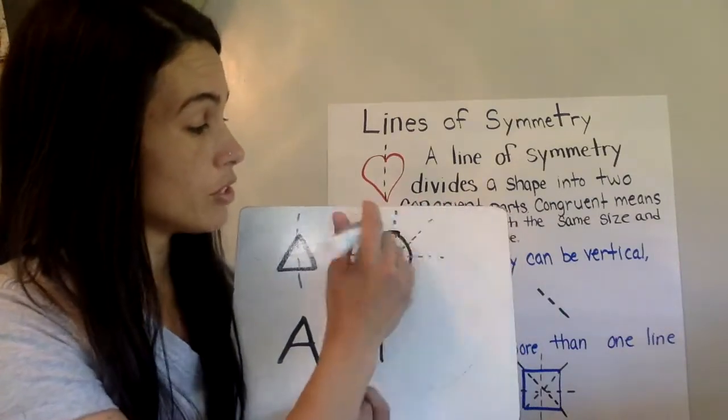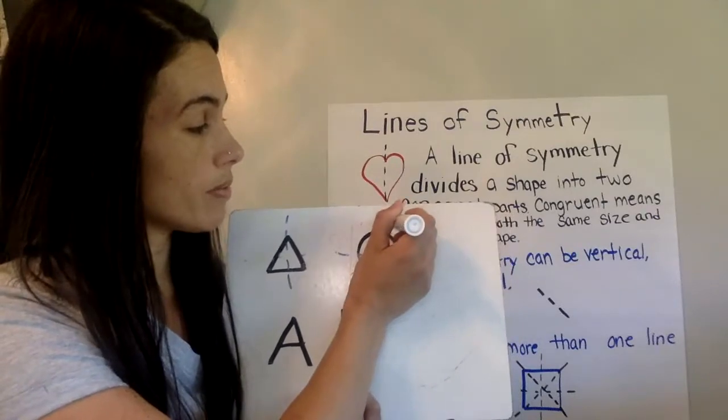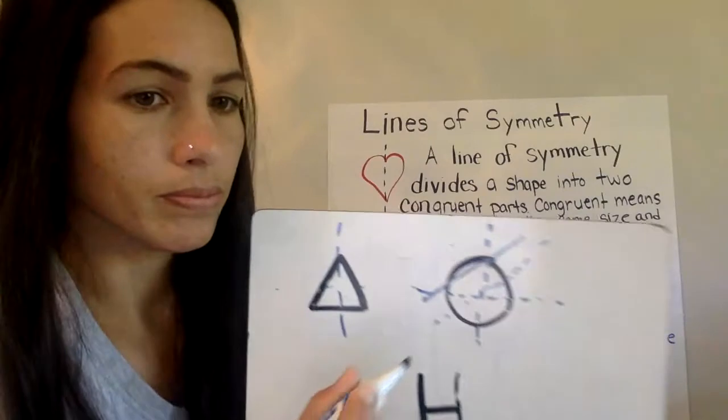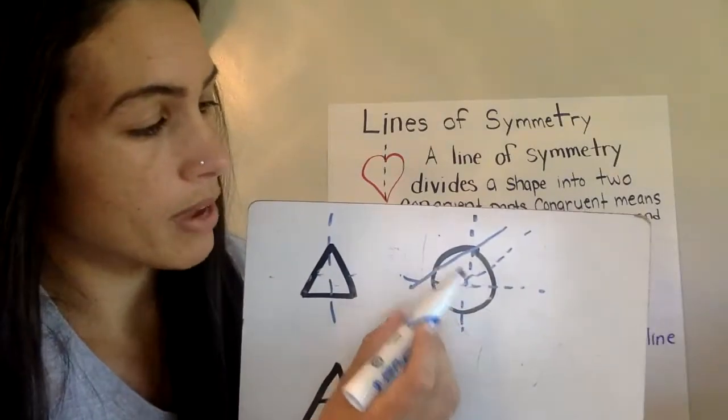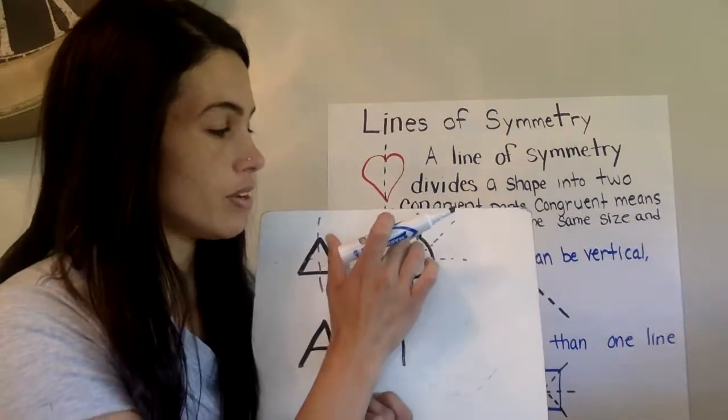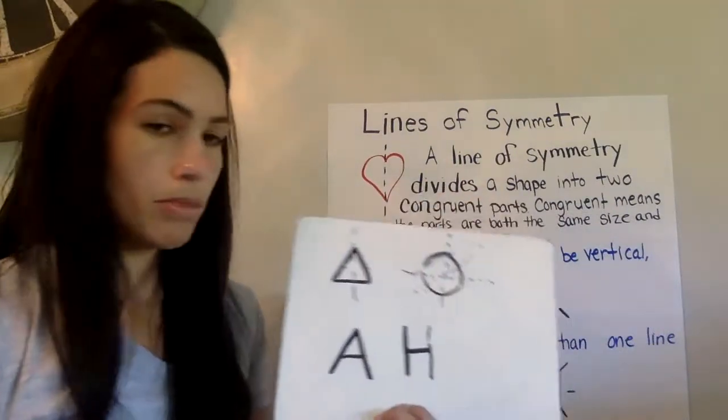But if I was to do it in the corner, would that be a line of symmetry? No, because if I was to fold it, these two would not match up. So a circle has a lot of lines of symmetry.